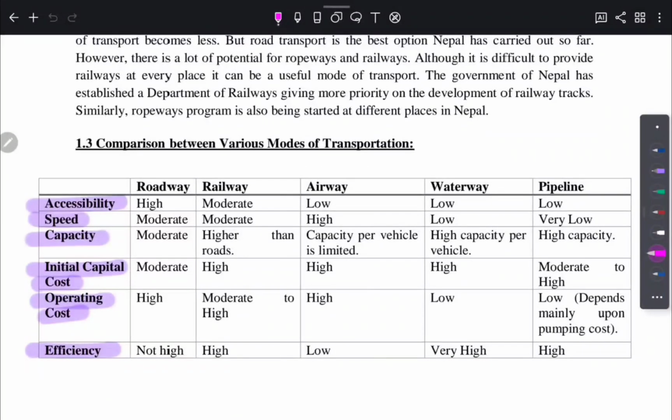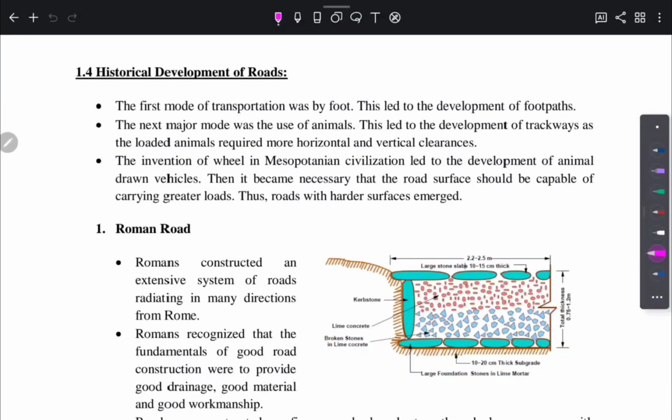So after this role of transportation, we will move to the historical development of roads. As humans, we first started moving by foot, and this led to the requirement and development of footpaths. The next major mode was the use of animals, which were often loaded with heavy cargo. Horse, donkey, elephant and ox are some common animals used for transportation. At this point in time, a proper trackway started getting developed. Animals can usually move on the track. The invention of the wheel was a major step in the development of transportation, especially animal-drawn vehicles. And then humans realized the necessity of hard roads because they wanted to carry large cargo over a large distance.